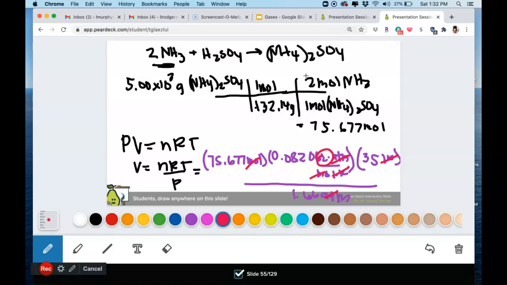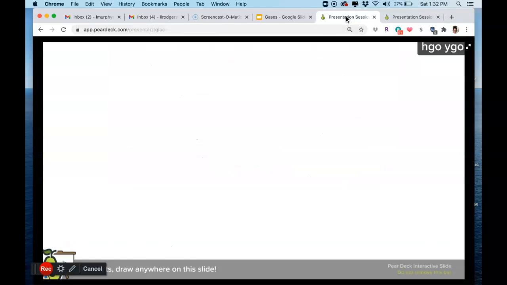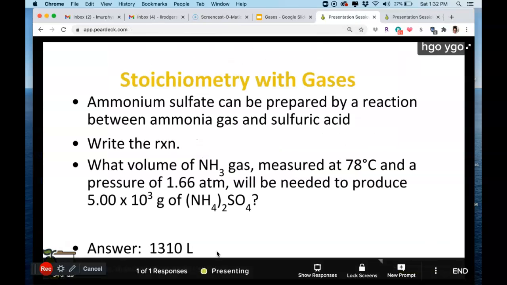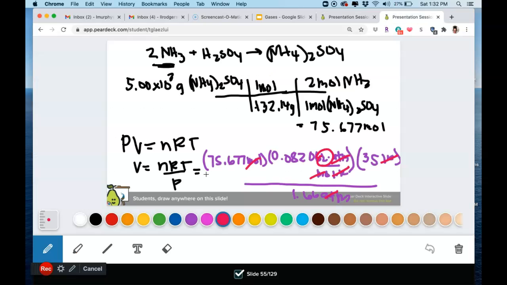So if you go back with 3 sig figs as your final answer, it's 1310, which is a huge number, but you've got to think about this. You're trying to make 5,000 grams of ammonium sulfate, so that is a pretty big amount, so it would make sense that you would probably need a lot of gas to make 5,000 grams of ammonium sulfate from ammonia. Again, the first part was stoichiometry that you guys learned last year, okay? This part is old stuff right here. The new part is actually just using it to plug into here. Okay?